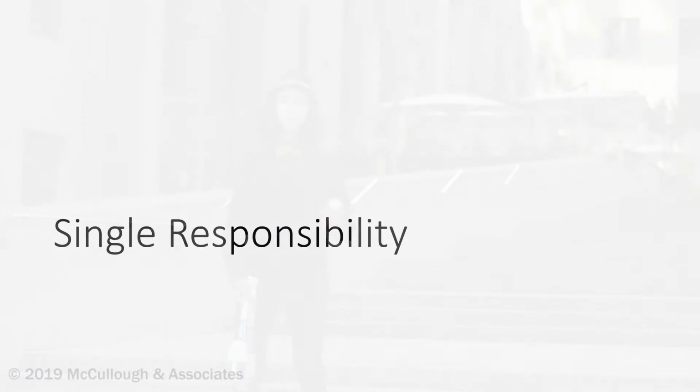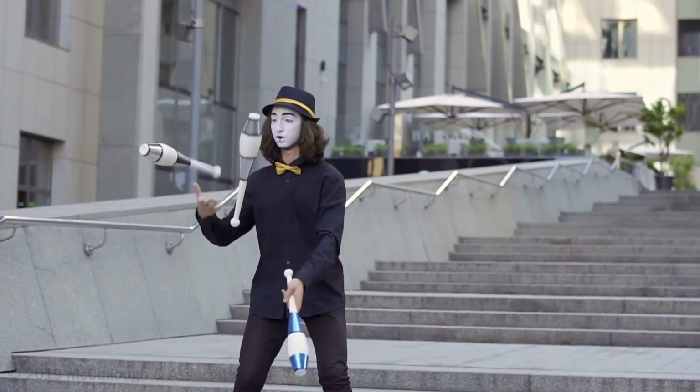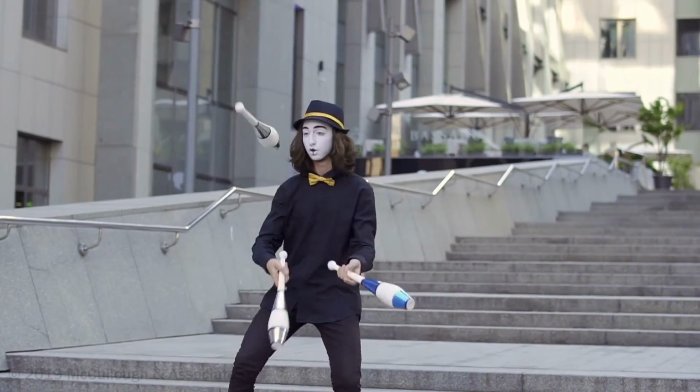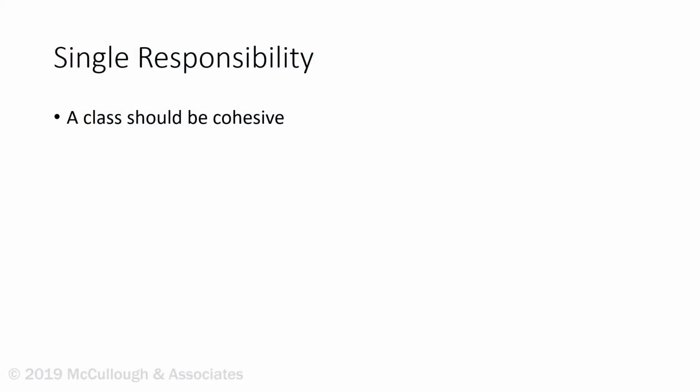All right, let's deep dive into single responsibility. And single responsibility, the S in SOLID, means that a class should be cohesive. That means it should have high internal dependency, that the class methods would use one another, and that the class methods would use most of the fields, instance variables, defined within the class.